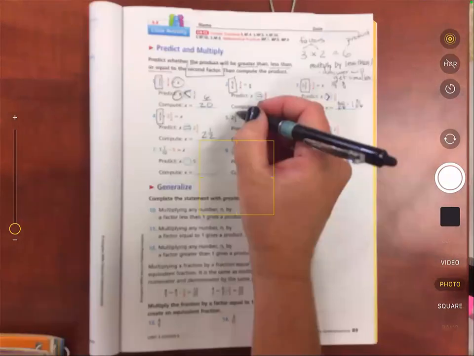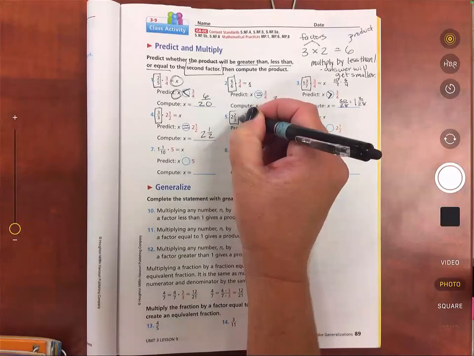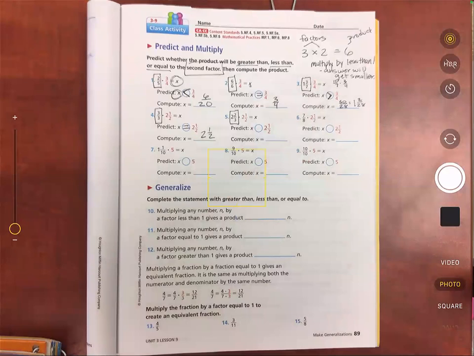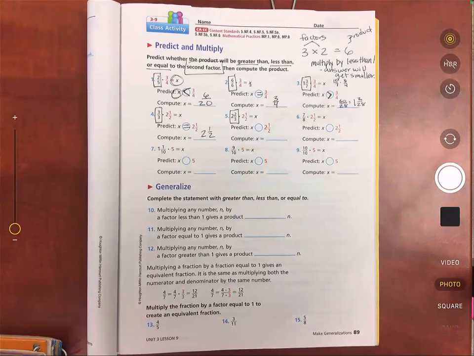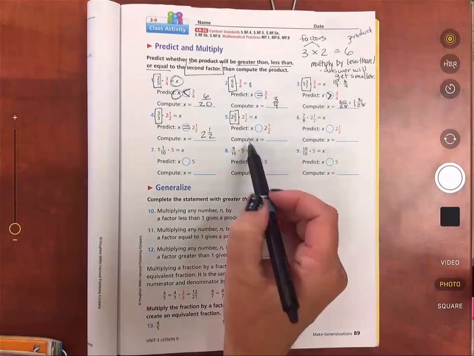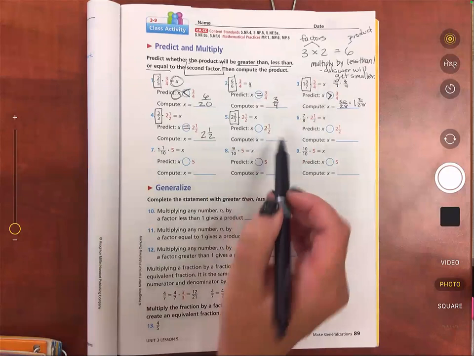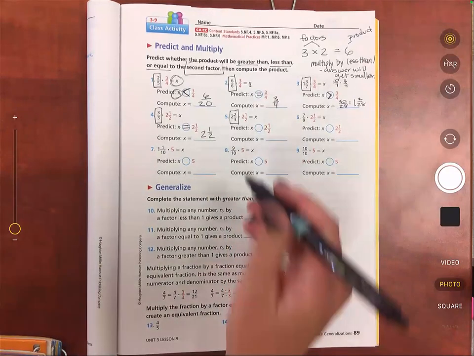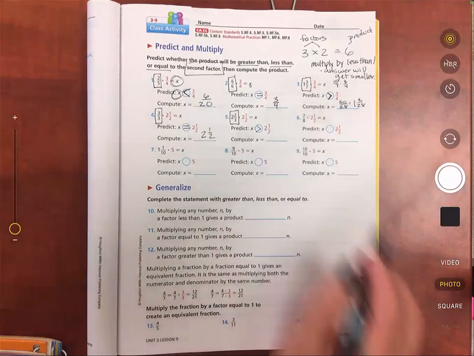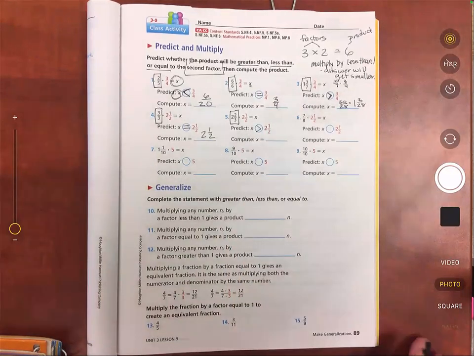Let's look at my next one. 2 2/3. Is that greater than, less than, or equal to 1 whole? Greater than. It's greater than 1 whole. So is my answer going to be greater than, less than, or equal to 2.5? Greater than. The answer is going to be greater than 2.5. Okay. And now we have to compute.